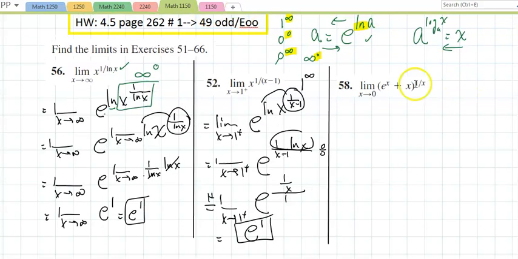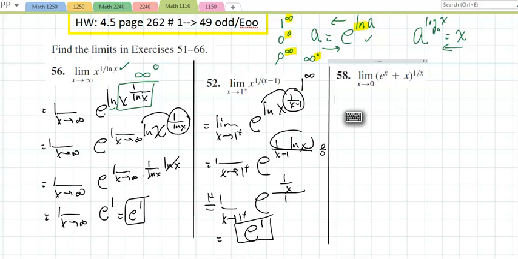And the next problem up is number 58. Pretty much, if I take the limit as x approaches 0, I notice e to the 0 is 1, and 1 over 0 is infinity. The same problem happened. This is going to be the limit as x approaches 0 of e to the natural log of e to the x plus x, raised to the 1 over x. By properties of logs, I could move that up front.